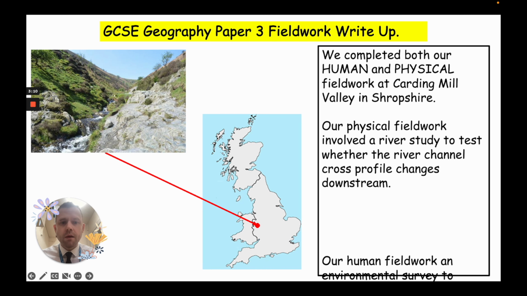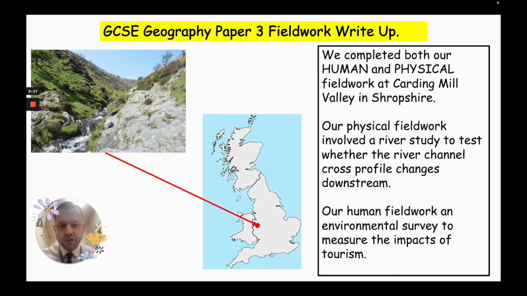Whereas our human fieldwork, and a lot of you forget that we did the human fieldwork on the same day, we did environmental surveys and we were measuring the impact of tourism. So we started at the visitor centre where you expect the impact to be higher. We did an environmental survey, and then we moved in 4 directions, north, east, south, west, at distances of 200 metres, because that was long enough to show a range and to show the impacts of tourism changing.